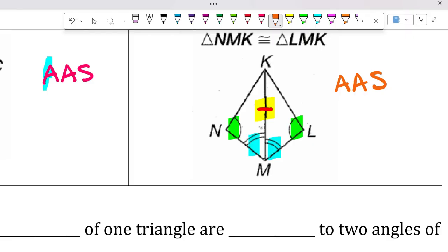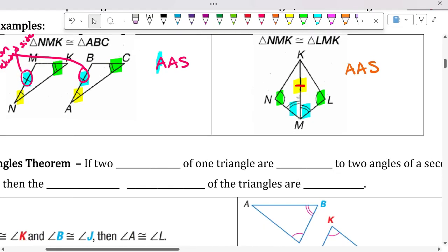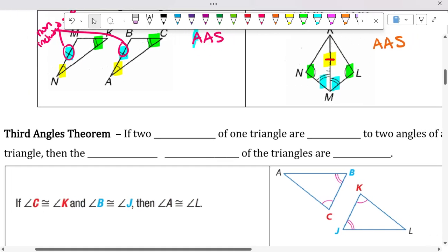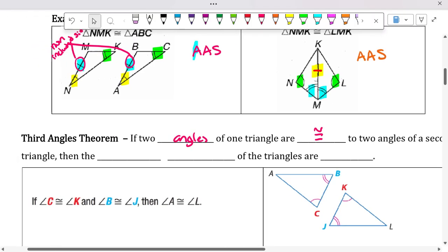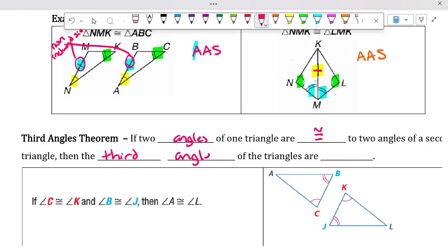Does everyone understand the difference between angle, angle, side and angle, side, angle? So again, angle, side, angle, the side will be the direct path between the two congruent angles. Angle, angle, side, the side will be the non-direct path between the two angles. So again, third angles theorem. If two angles of one triangle are congruent to two angles of a second triangle, then the third angle of the triangles have to be congruent. We already talked about that.